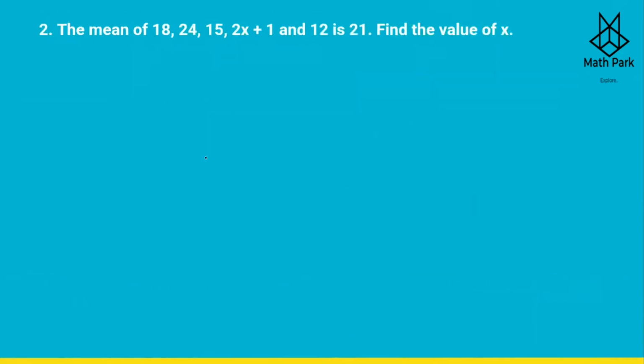Moving to question number 3. The mean of 18, 24, 15, 2x plus 1 and 12 is 21. So there are 5 observations. Find the value of x.